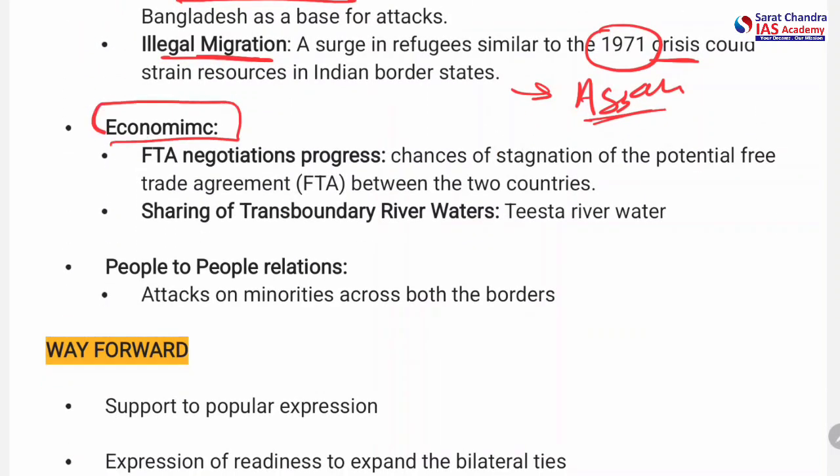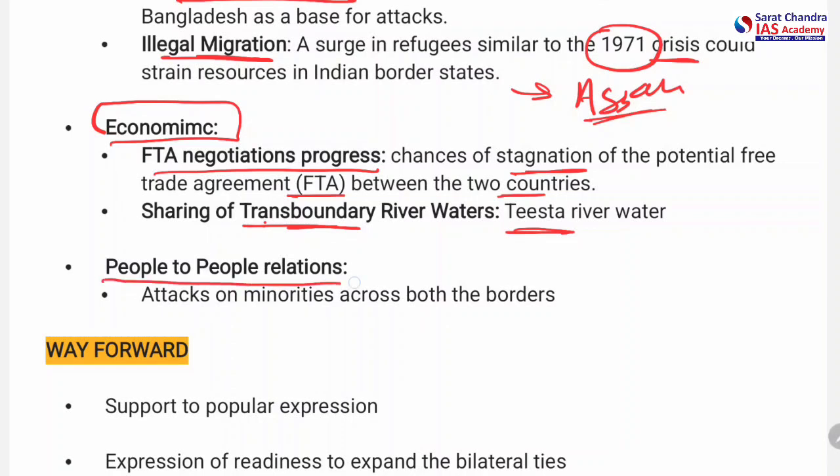Next important point is the economic one. FTA negotiations are in progress. These kinds of developments between India and Bangladesh can lead to stagnation of progress in the FTA between the two countries. Sharing of transboundary river waters, especially the Teesta river water sharing, may become very difficult between the two countries.